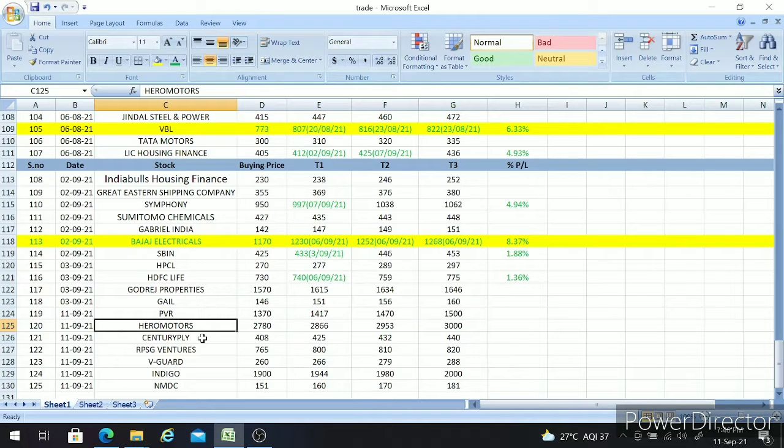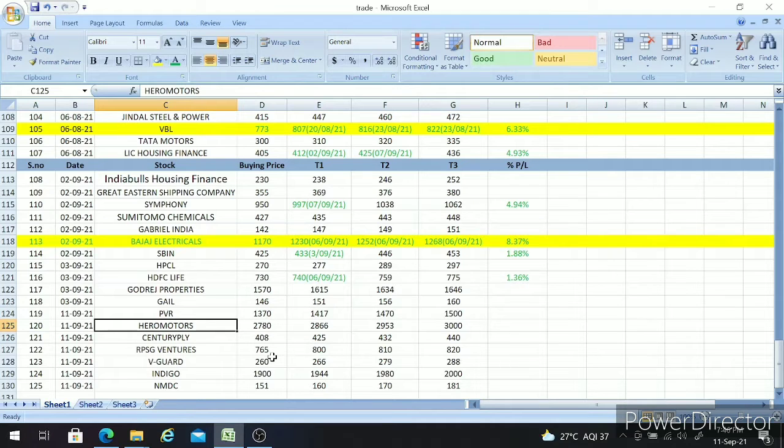For HEROMOTORS, you need to buy at 2780, the first target being 2866, and the third target being 3000. The next one is CENTURYPLY, you need to buy this one at 408, and these are the three targets, 440 being the third target. And the next one is RPSG Ventures. The buying price for this one is 765.